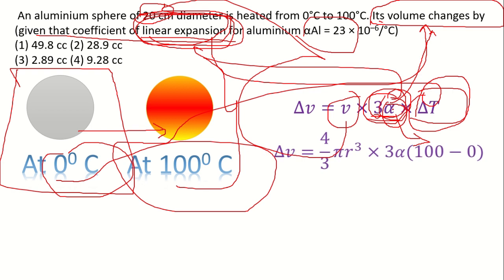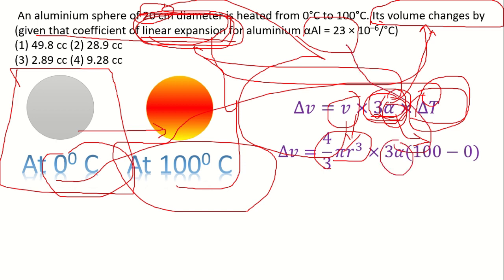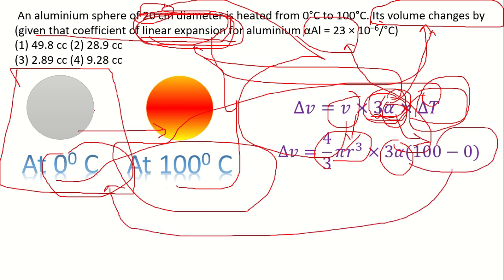Now moving further, the volume of a sphere is given by 4 upon 3 pi r cube, into 3 times alpha, that is 3 times 23 into 10 power minus 6, and the change in temperature is equal to 100 minus 0. This is delta T, because the final temperature is 100 and the initial temperature is 0.